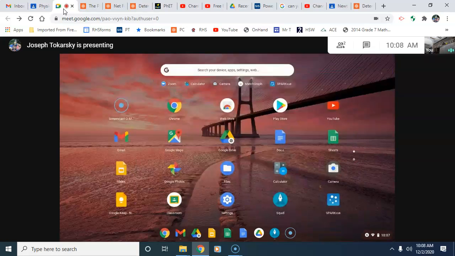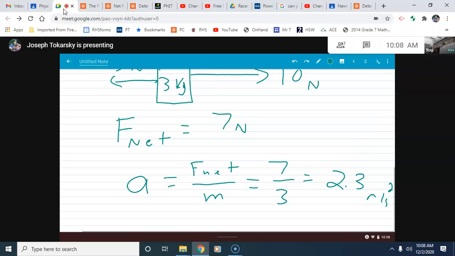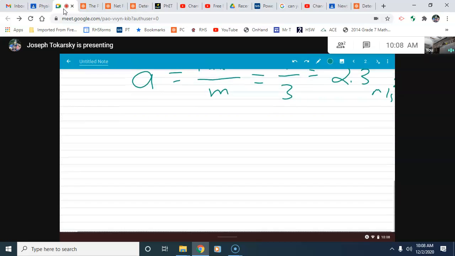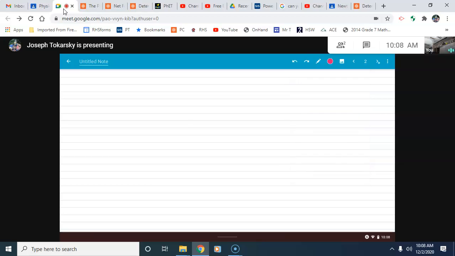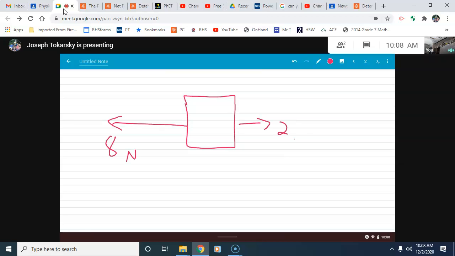Couple more quick ones. Let's say we have a similar scenario, but let's say the bigger force is to the left. Let's say we have 8 newtons this way, but 2 newtons this way on a 2 kilogram object. Okay? Now, still, remember your directions. You still subtract them, but since the bigger pull is in the negative direction, my net force is going to be -6.